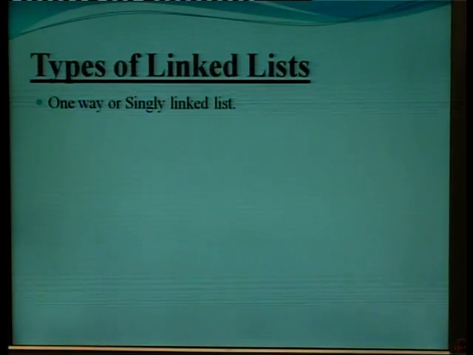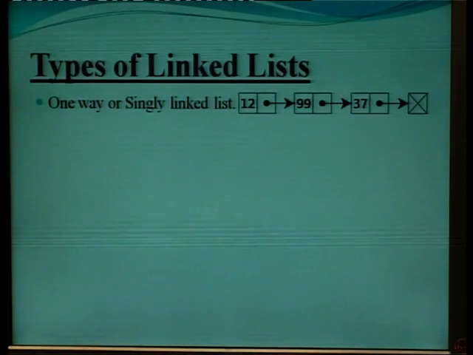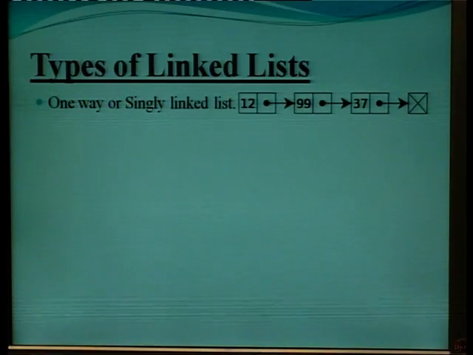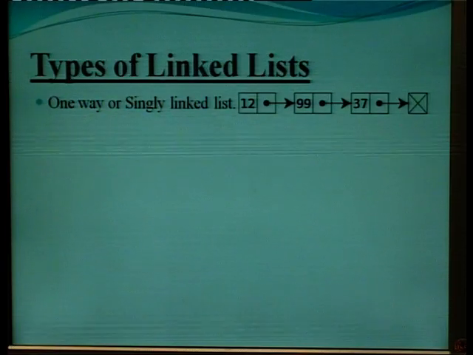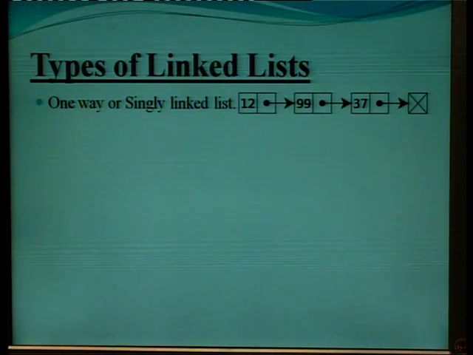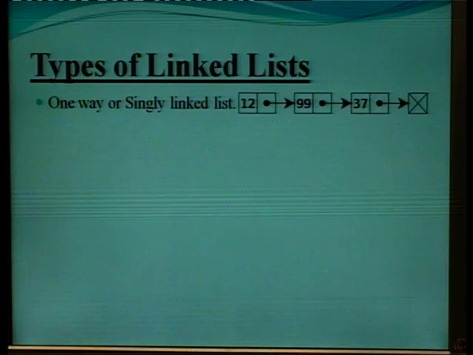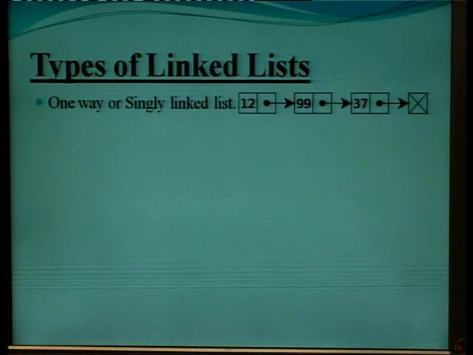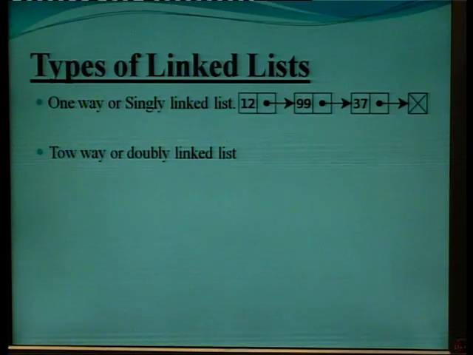So there are different types of linked lists available. That is one way linked list or singly linked list, in which a node contains two parts. One stores the element or information and the second part stores the address of the next node. In the above example, as we saw in the diagram, 12 points to the node 99 which stores the value 99, and the pointer again moves to the node 37. This kind of linked list is known as one way or singly linked list.